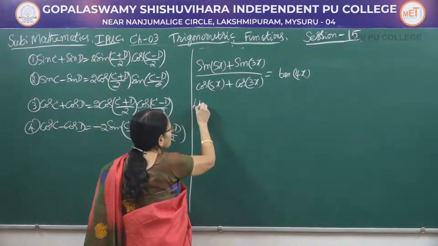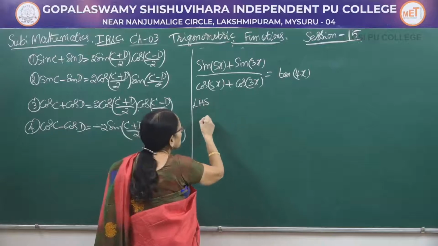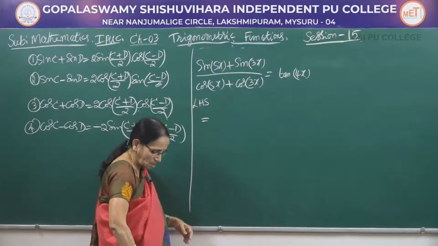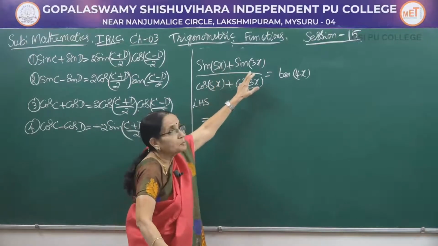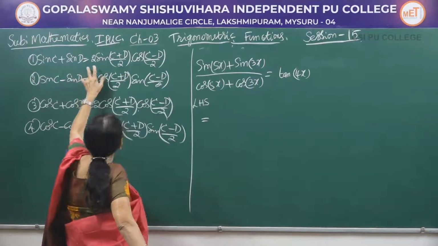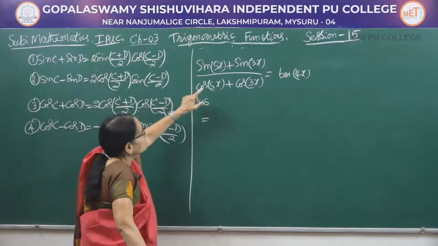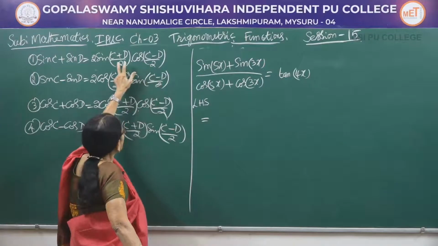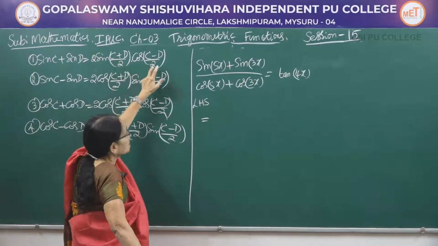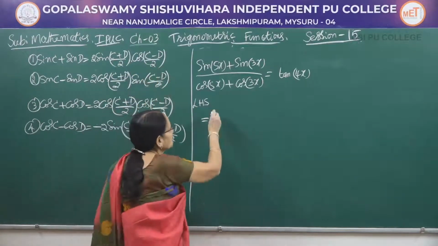Now let me start with the left hand side. Look at the numerator of the left hand side. It is of the form sin C plus sin D. That is the first formula I am making use of here. So sin C plus sin D is a product of both sine and cosine. First one would be C plus D by 2, second angle would be C minus D by 2.